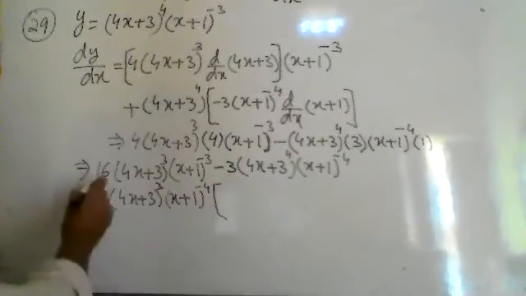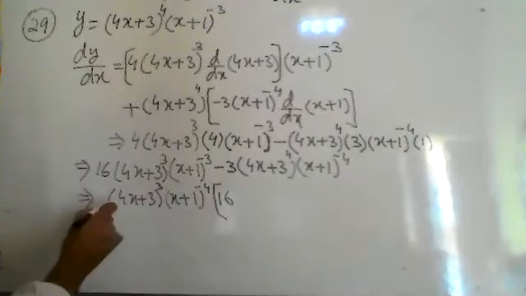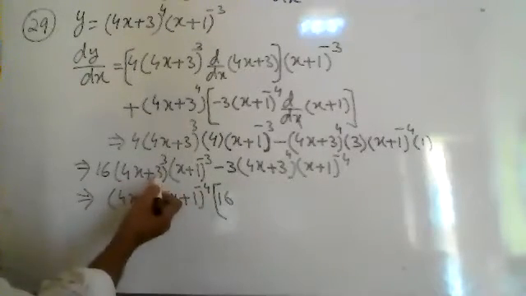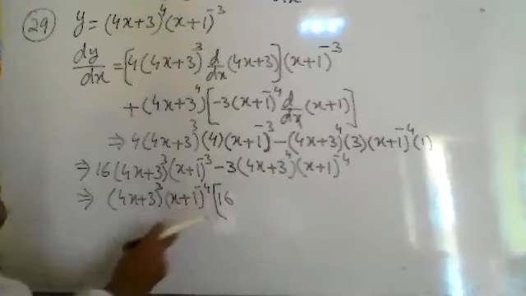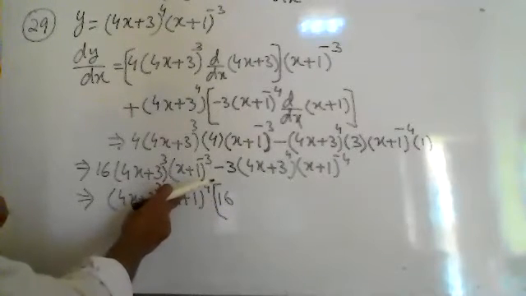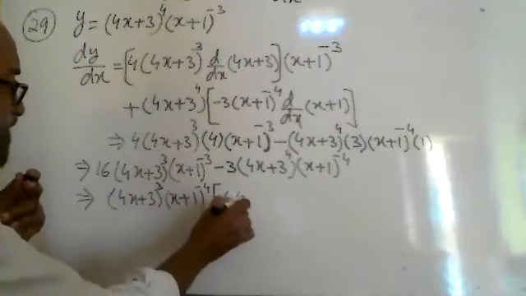What is inside? एक तो is 16. That's 16. Then 4x plus 3 whole raised to power 3, that is cancelled out. So nothing is there. And x plus 1 raised to power minus 4 is common. And here is x plus 1 raised to power minus 3. तो x plus 1 बच जाएगा.